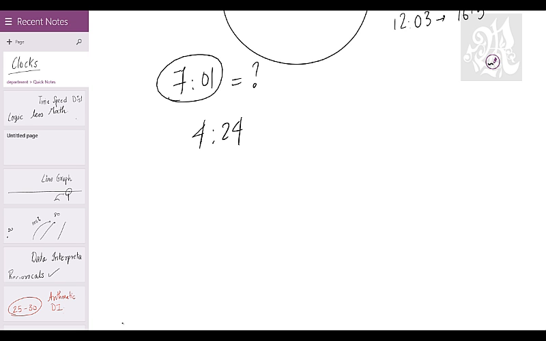Yeah, it's a one-step calculation. Actually, two steps, but it'll take time as good as one step. Okay, 4:24. Just take care of two things. This is the hour part. This is the minute part. Let's understand the hour part first.